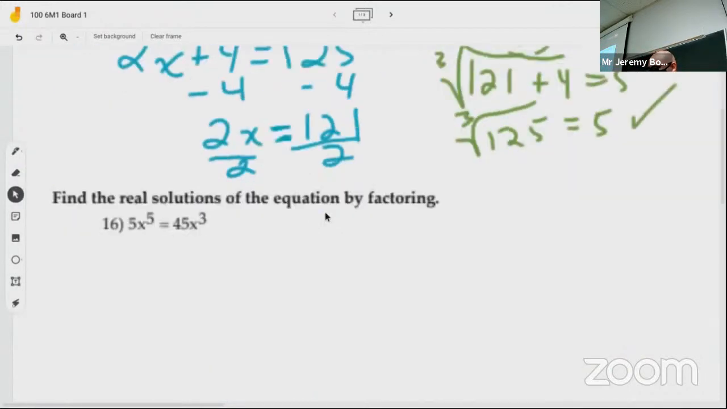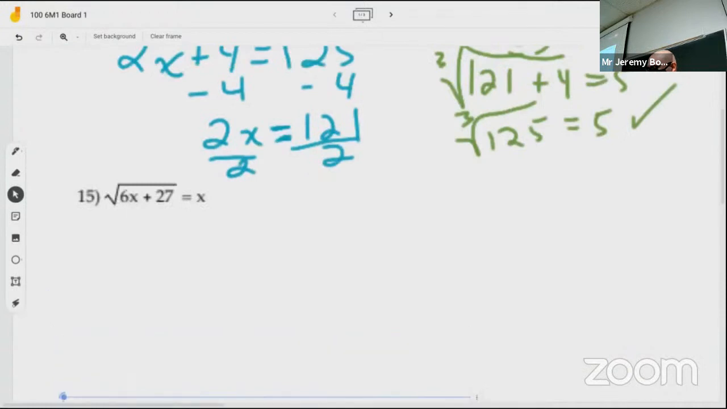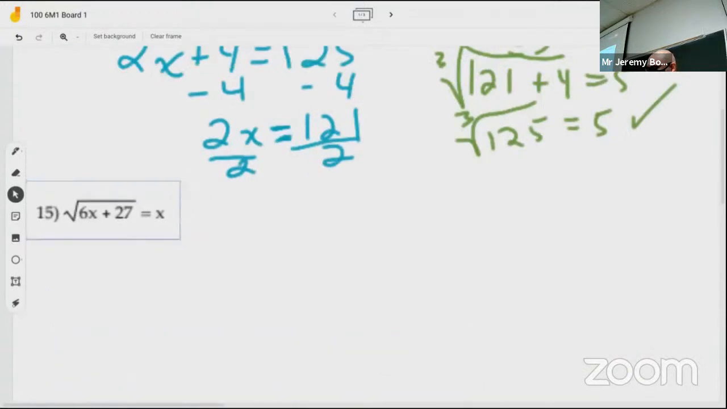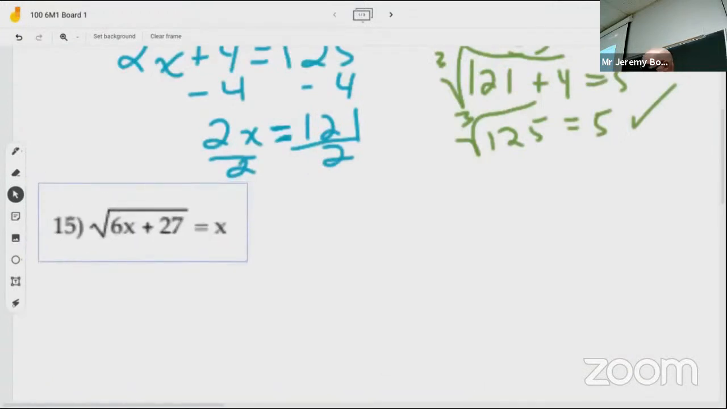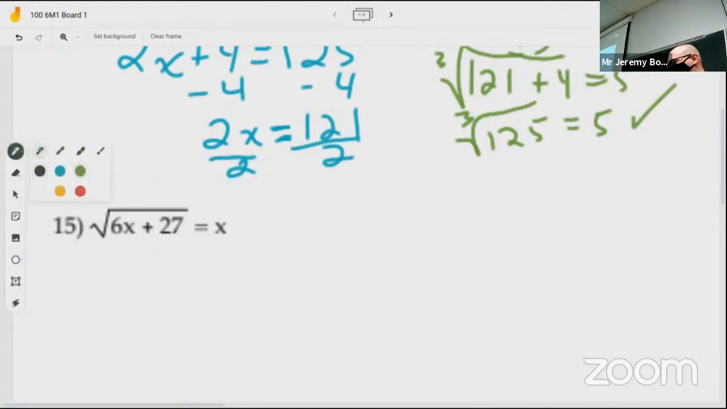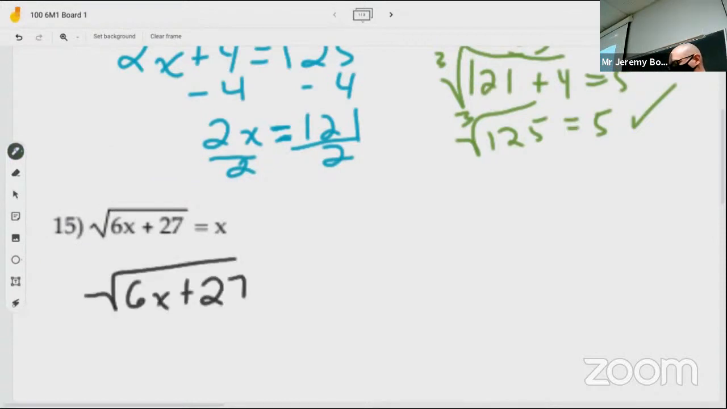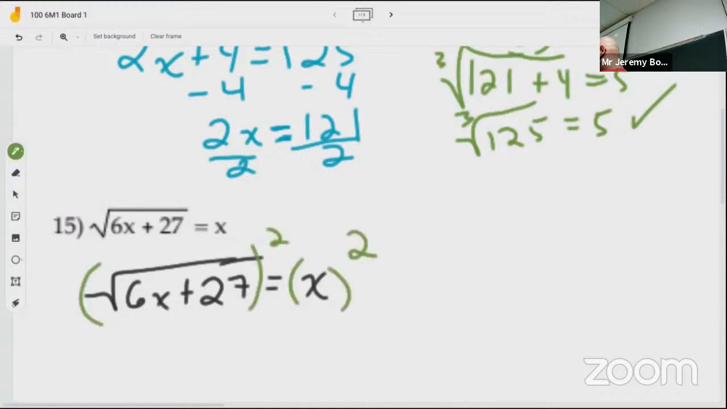Let's look at 15. So here we have the square root of 6x plus 27 is equal to x. Let's write that out real quick. Square root of 6x plus 27 equals x. And so to get rid of the square root, we are going to square both sides of this equation. And we're going to end up with 6x plus 27 equal to x squared.